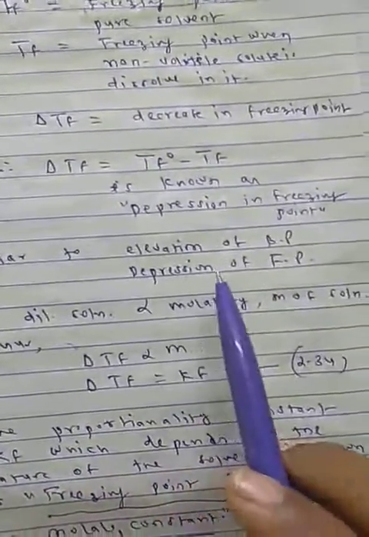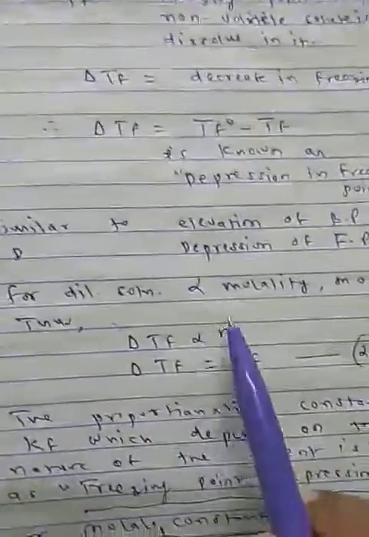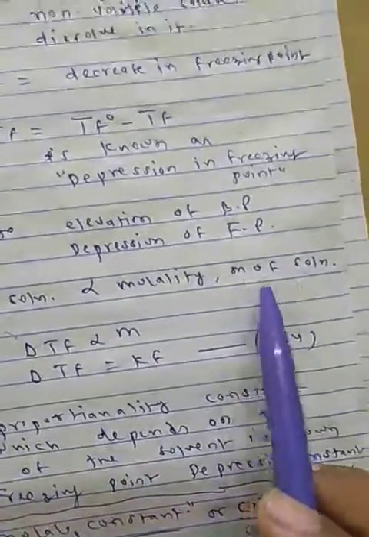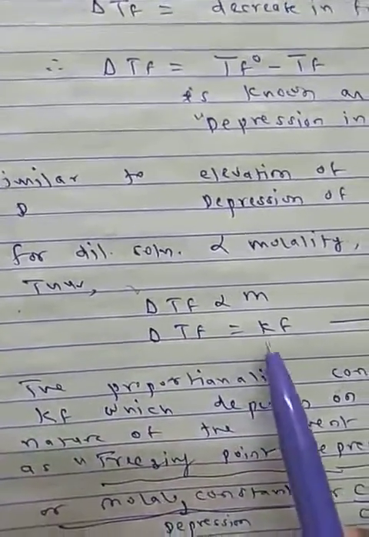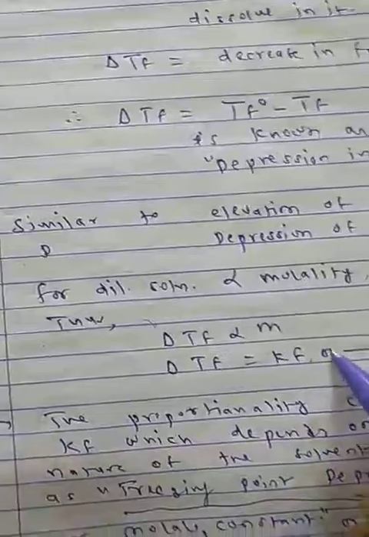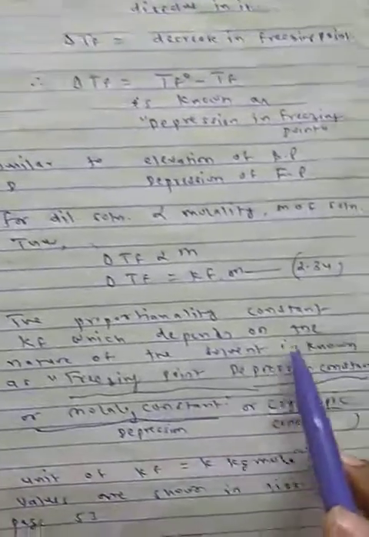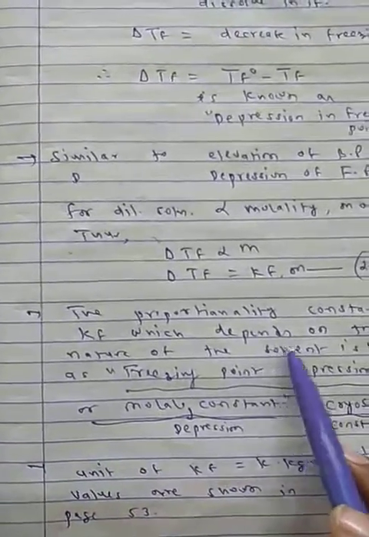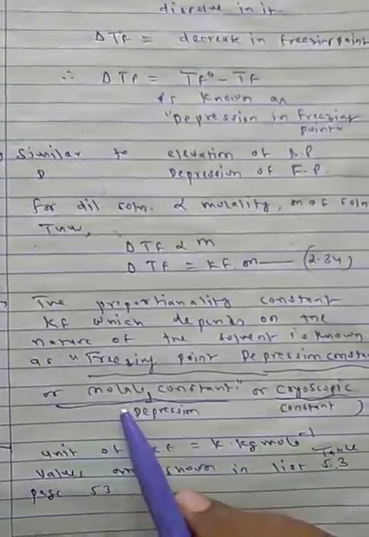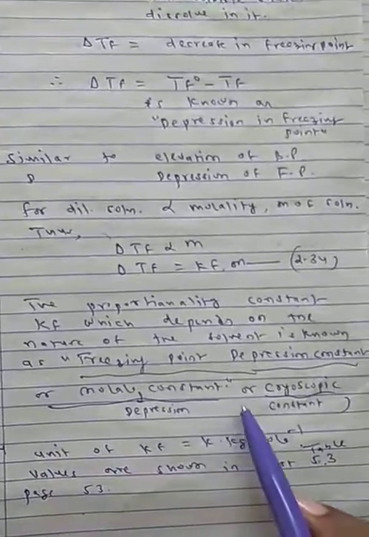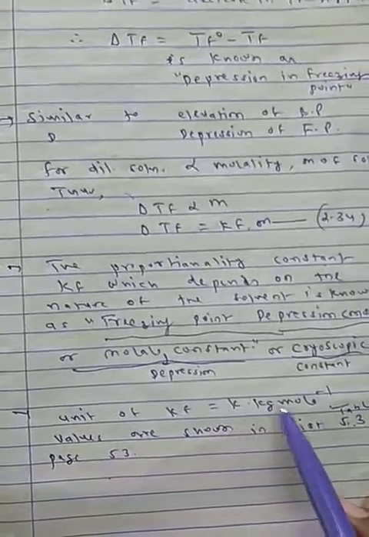Earlier I taught you elevation of boiling point. Depression of freezing point for a dilute solution is directly proportional to the molality m of the solution. Thus delta Tf is proportional to m, so delta Tf is equal to Kf into m, where m is molality. This equation is 2.34. Now the proportionality constant Kf, which depends on the nature of the solvent, is known as the freezing point depression constant, molal depression constant or cryoscopic constant. The unit of Kf is K kilogram per mole.